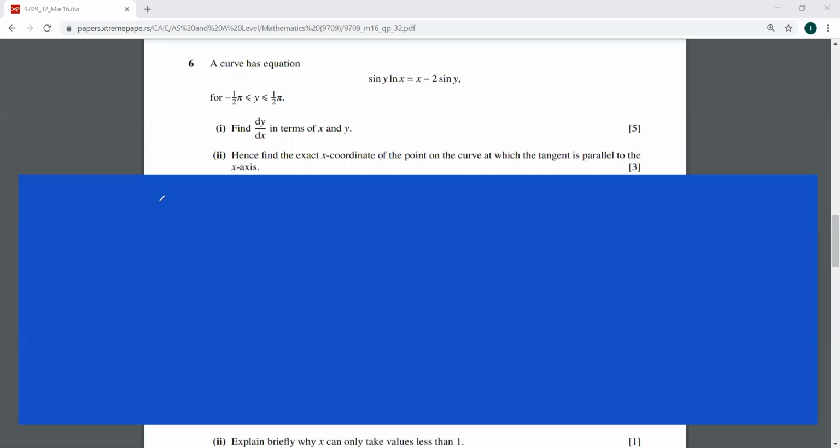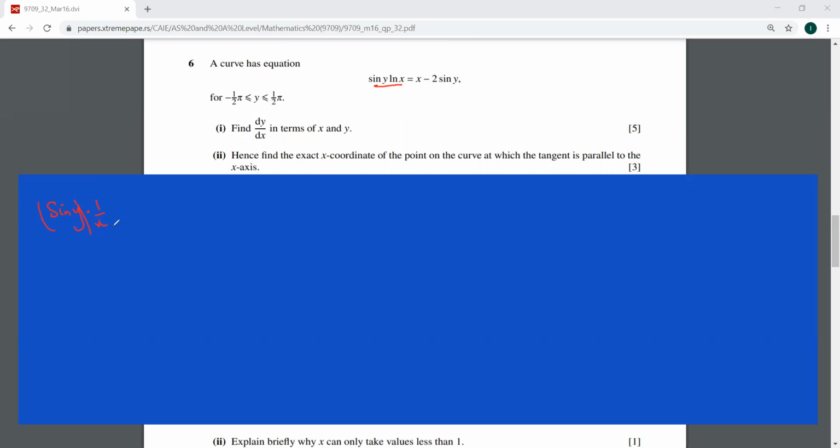Okay, for this question you have to find dy by dx. So I'll be applying u dot v onto this part. Okay, onto this part. So sine y remains as it is, times ln x derivative is 1 over x.